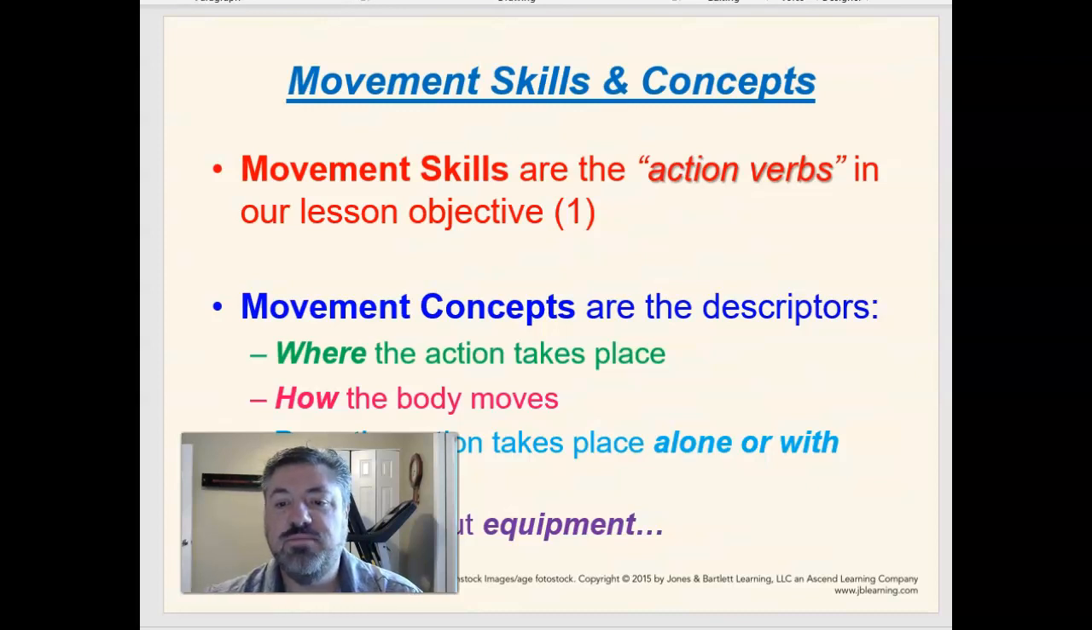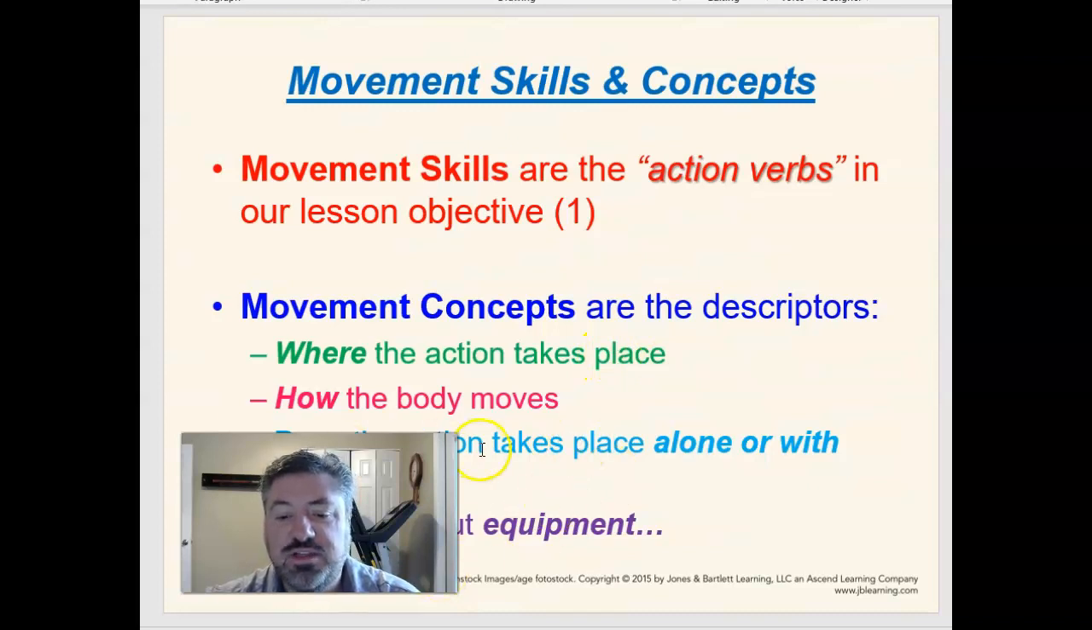So let's talk a bit about movement skills and concepts. Remember, movement skills are considered the action verbs in our lesson objective, right? When we talk about the observable language, this is where we're going to bring in your English background, all right? What are some action verbs, you might ask, right? Remember, that's the throwing, the catching, the jumping, the moving, the dribbling. That's the actual doing, all right? So we want to remember movement skills are the action verbs in our task condition criteria, in our tasks generally. They're the descriptors, where the action takes place, how the body moves.